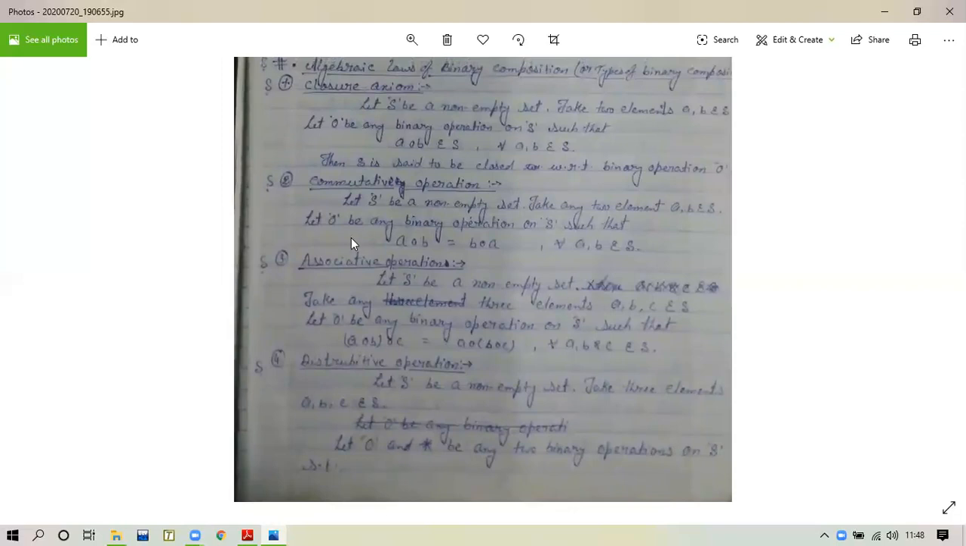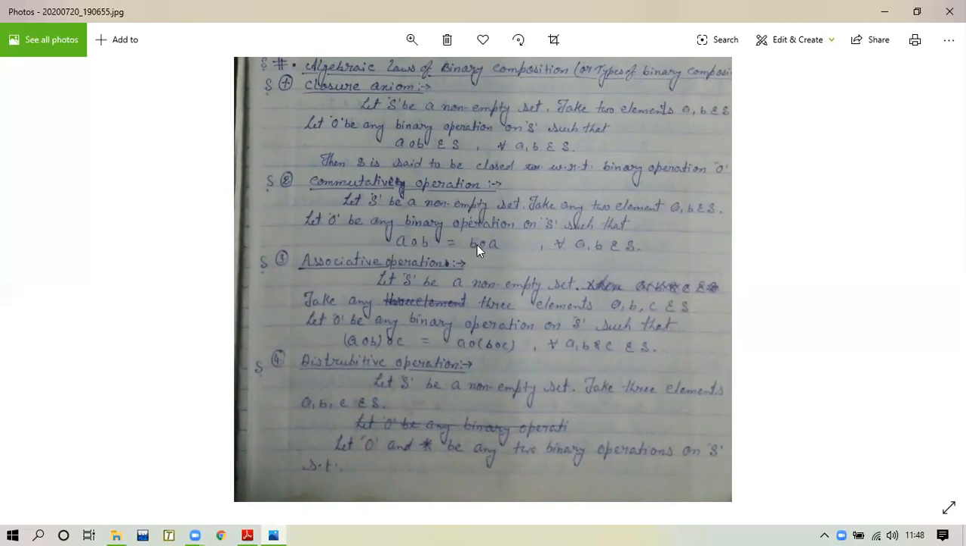In commutativity, we can say if when we operate two elements, let's say A O B or A star B, and B star A, if both are equal, then we can say that the operations are commutative. Let S be a non-empty set. Take any two elements A and B belonging to S, and let O be any binary operation on S such that A O B is equal to B O A for all A, B belonging to S. Then we can say that the operation is commutative with respect to the binary operation O.